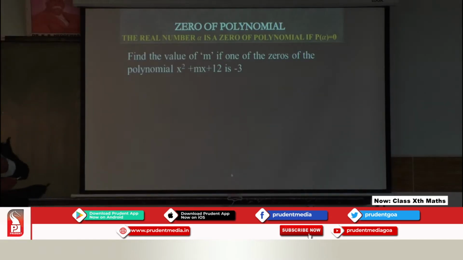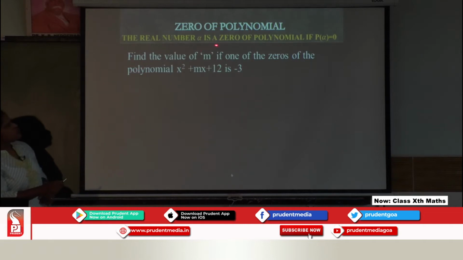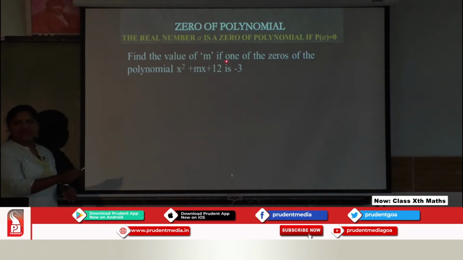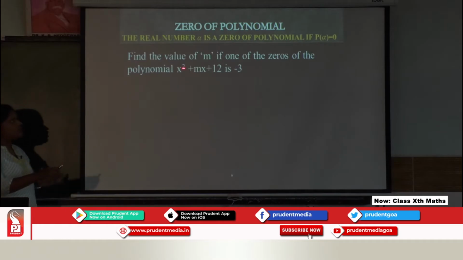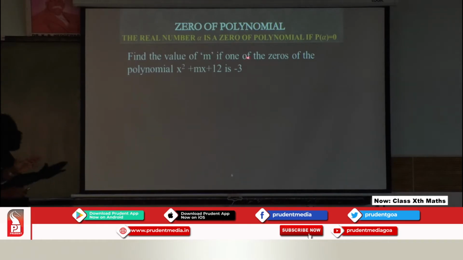Let's have a look at one problem. What is given here? Find the value of m. M is given. This m is an unknown variable. We don't know what the value of m is, if one of the zeros of the polynomial x square plus mx plus 12 is minus 3.